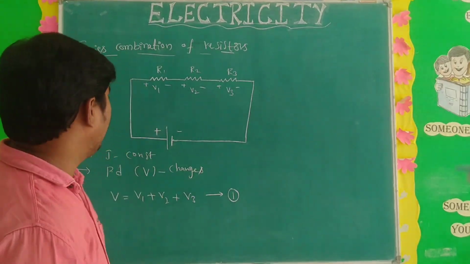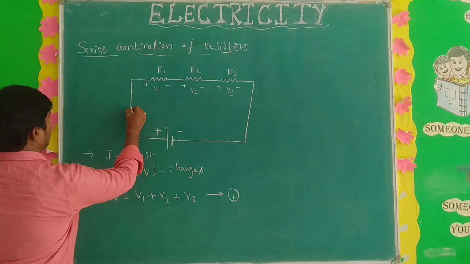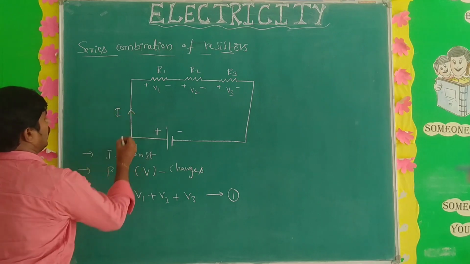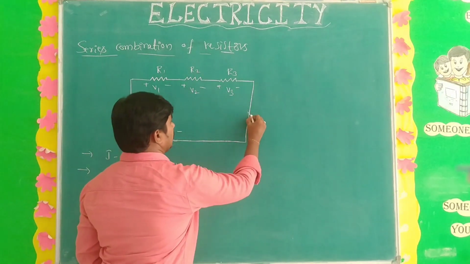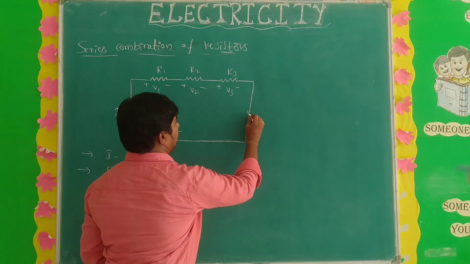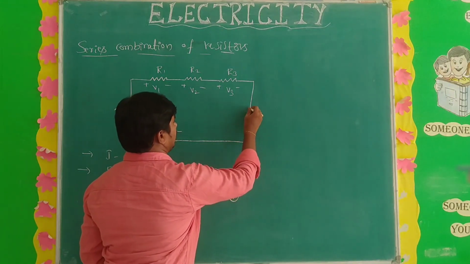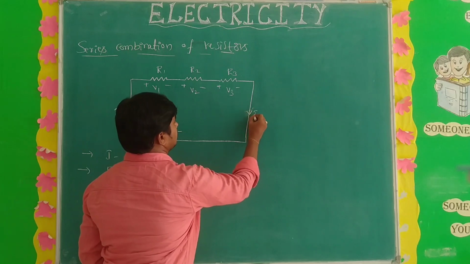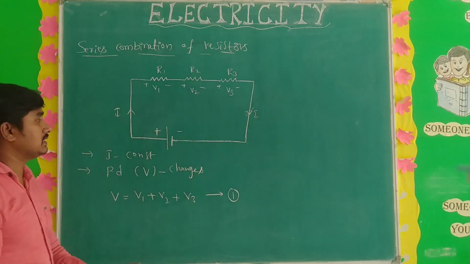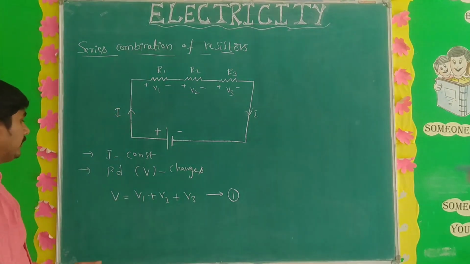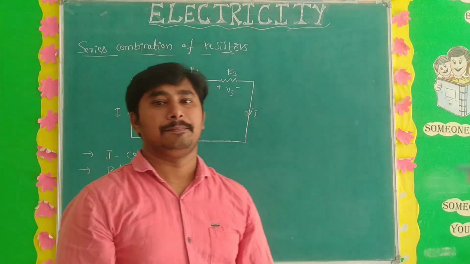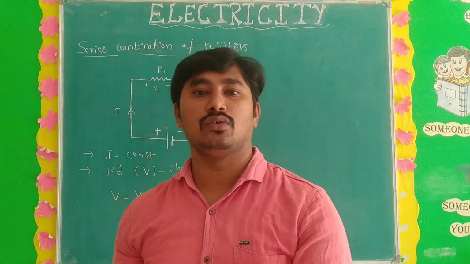Understand? And also here what is constant? Current is constant. Means in the total circuit, the current is constant. So it's coming like this. The current finally is coming like this. This is the I. So in the series combination, current is constant. So you know very well what Ohm's law is. Ohm's law explains that V is equal to IR.